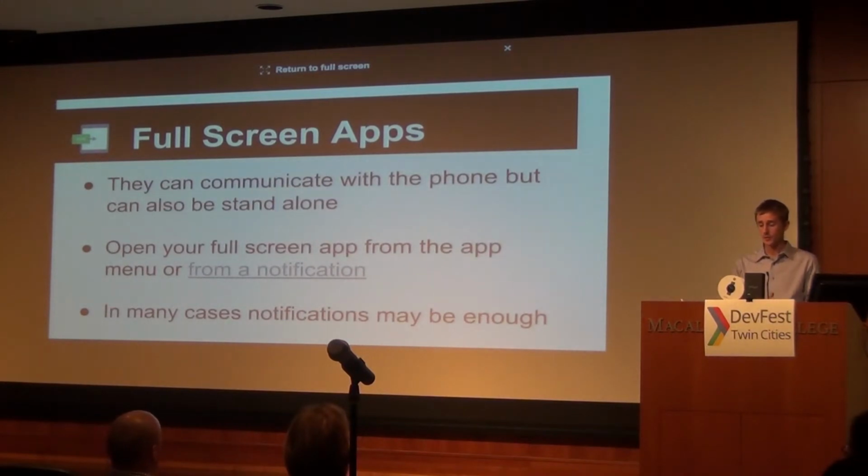So they can communicate with the phone, full screen applications, but they can also be standalone. Like the calculator in no way communicates back to the phone. There's no need to. But in the app that I had where it's monitoring how fast you're moving, it's making that calculation based on the phone. So it only works if the phone is in proximity with a GPS connection.